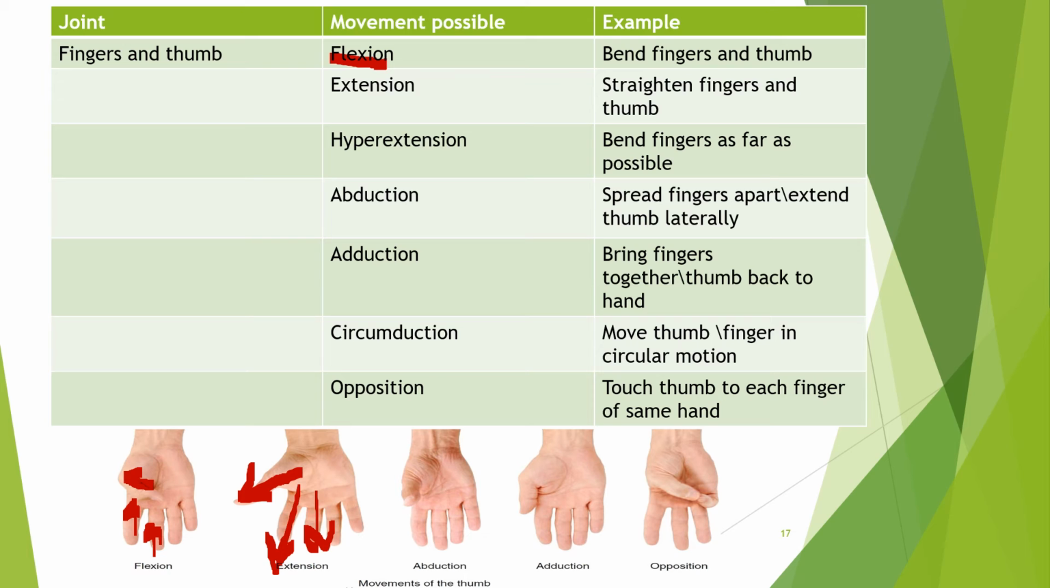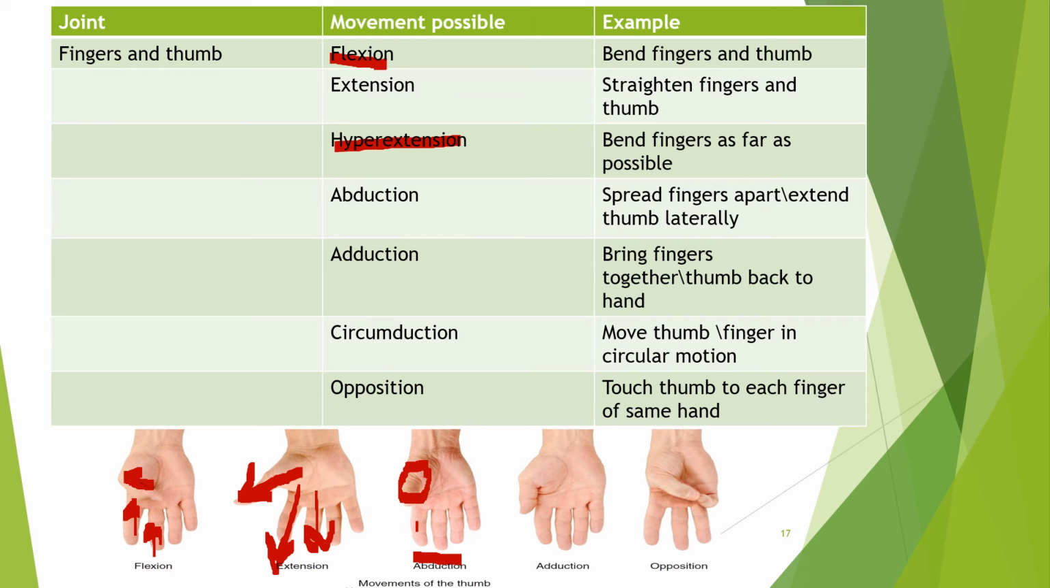Hyperextension is bending the finger as far as possible backward. Applying a little pressure, the finger and thumb go backward as far as possible, which is known as hyperextension. And abduction is the movement of a finger away from the body. Here you see the thumb extends laterally. This is known as abduction.